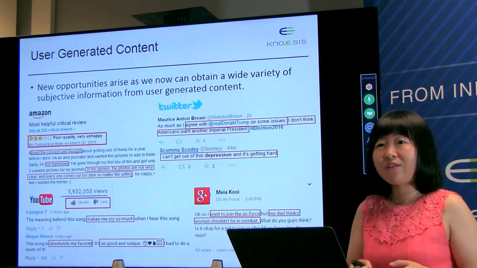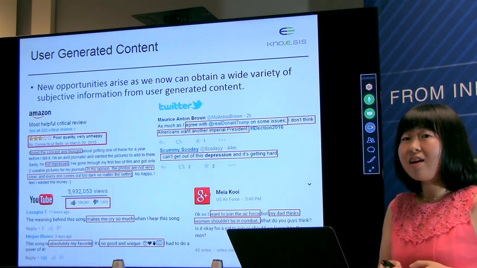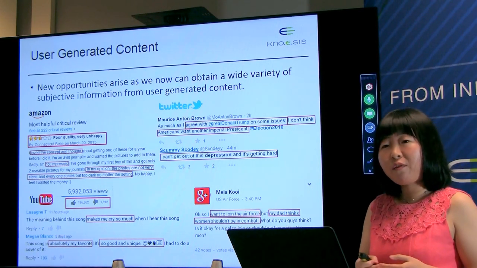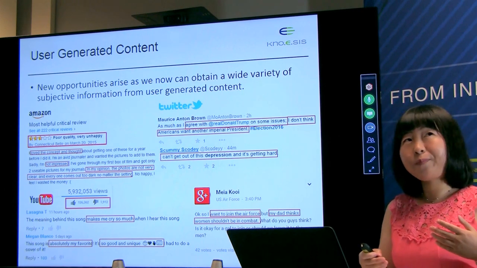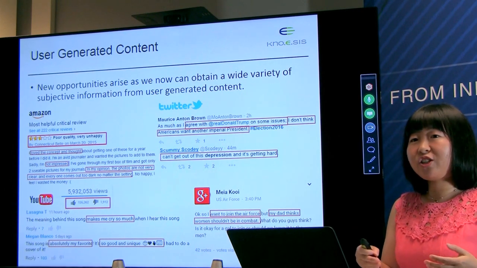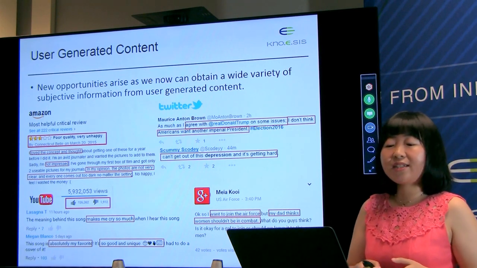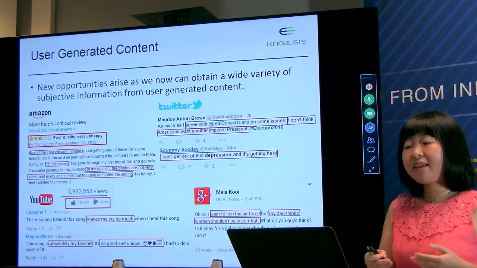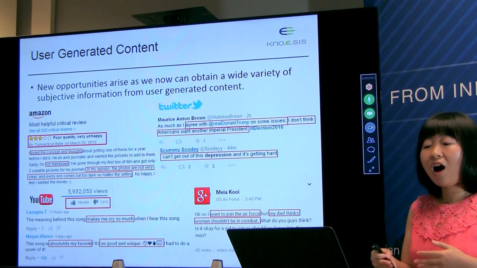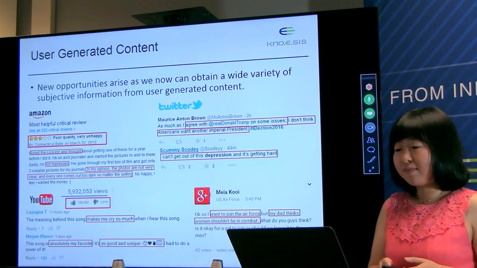Web 2.0 gave us a convenient way to share our subjective experiences. A large amount of information contains our thoughts and feelings. We can find this kind of information in user-generated content, such as reviews on Amazon, our opinions about election candidates on Twitter, our feelings and emotions on all the other social media platforms.